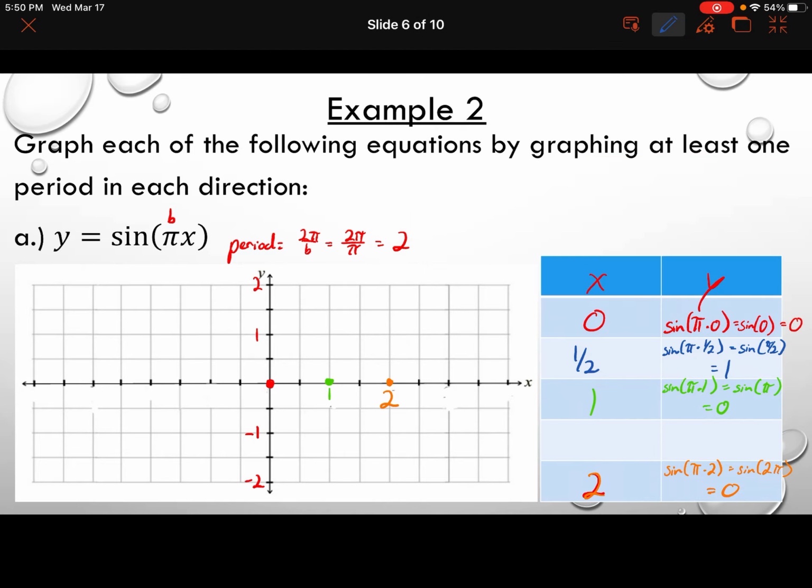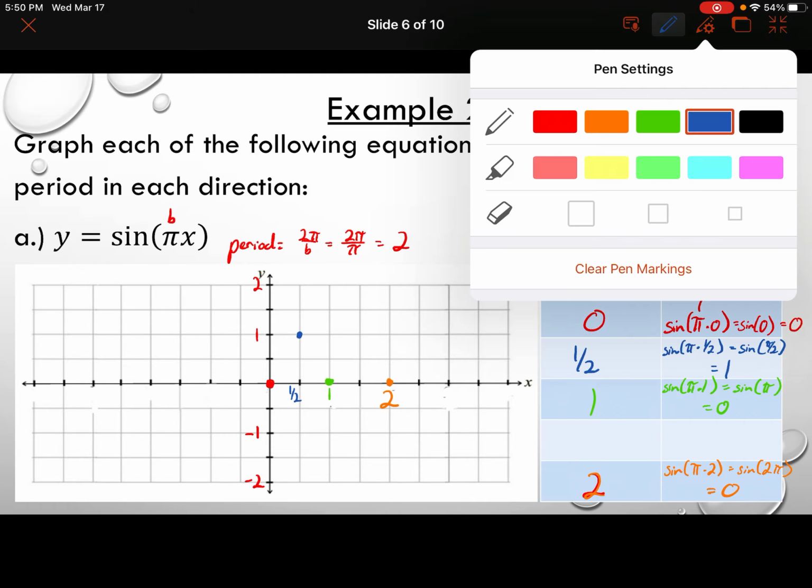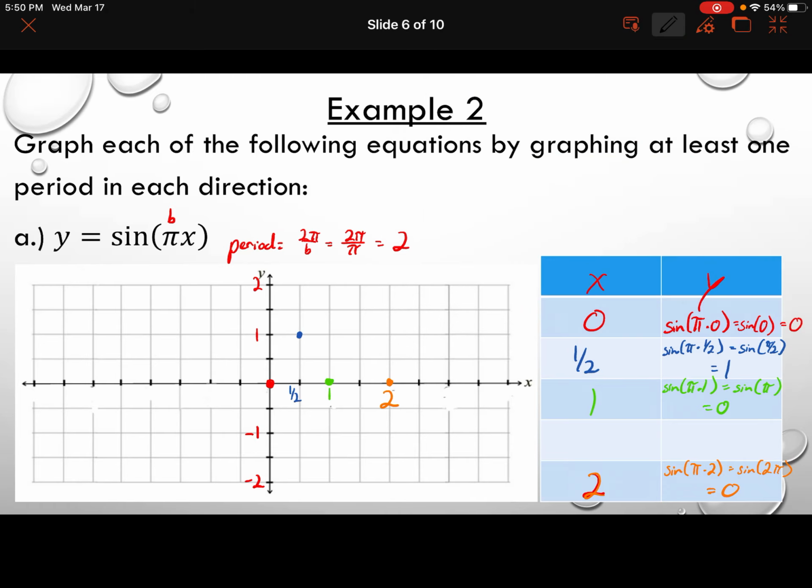So we have 1/2 comma 1. So 1/2 will be exactly between 0 and 1. So that's our 1/2. All right. And now let's do one more point. Between 1 and 2, what is it going to be? 1.5. So I'm going to put 1.5.